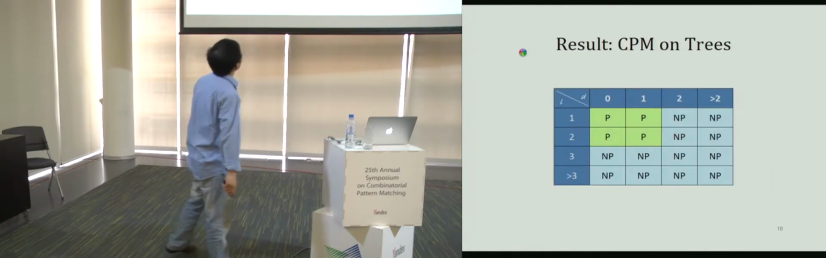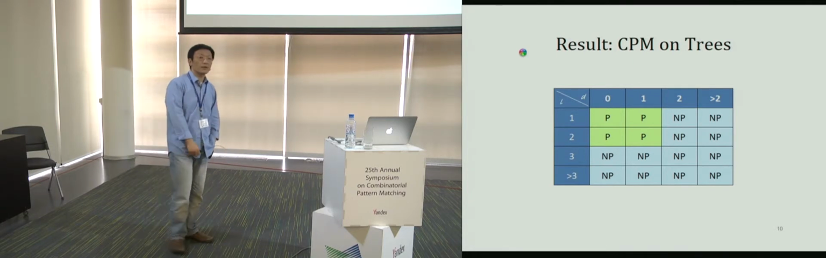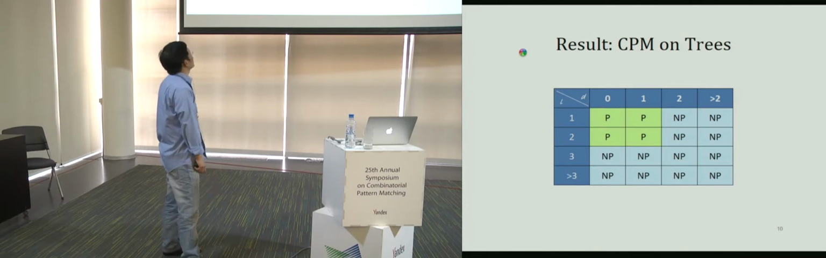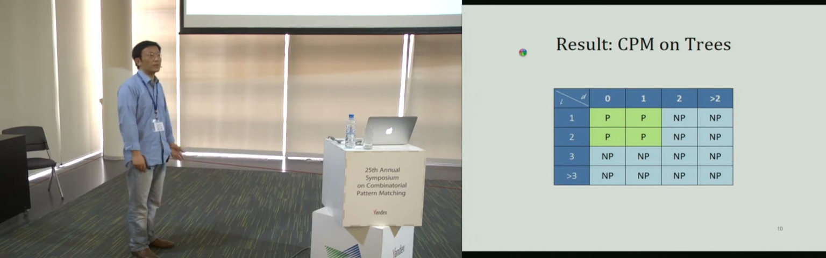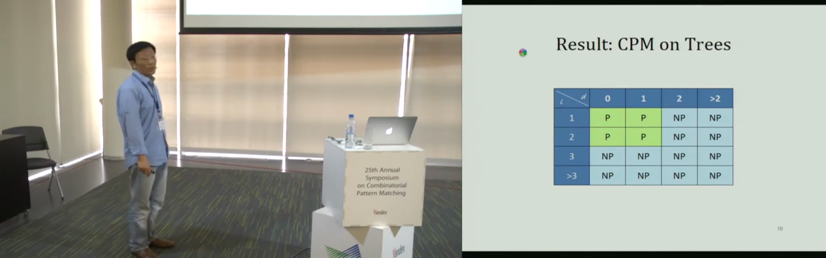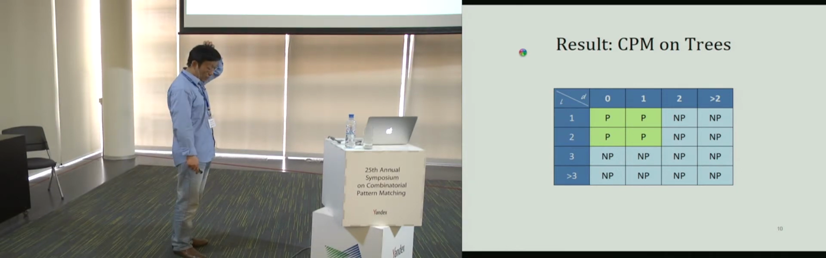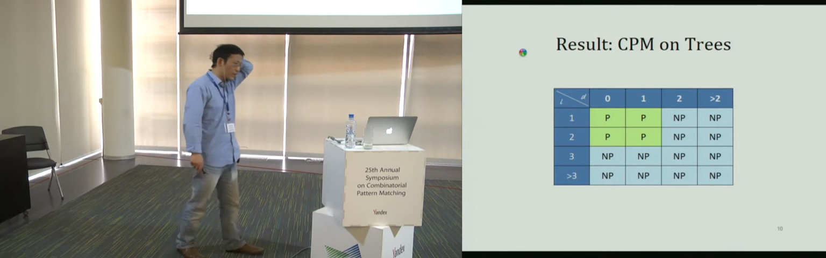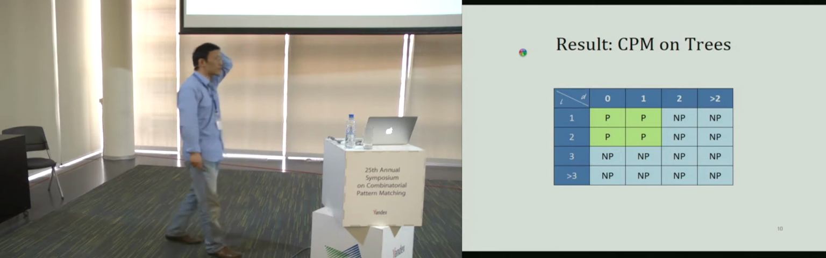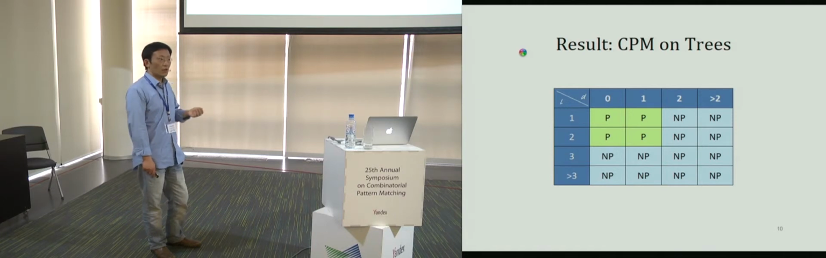And the results of this paper can be summarized in this table. Unfortunately, we see that only for very small values of these two parameters can we get some polynomial result. Otherwise, it becomes NP-hard. We studied only trees, okay? The reason is clear. First, it's easy to think that it's hard on graphs. Second is that our main motivation is from PPI networks.